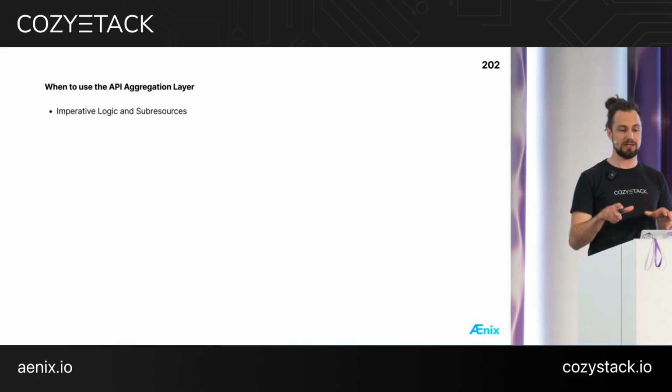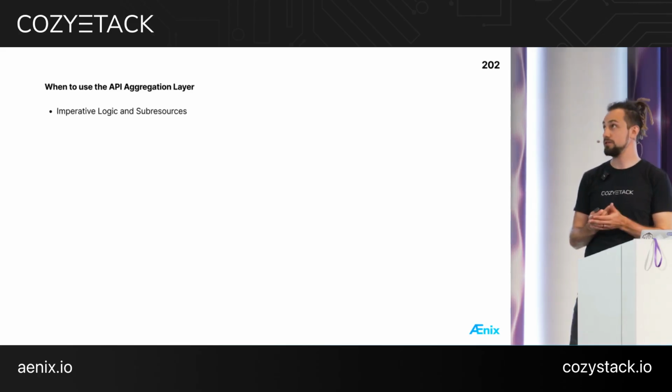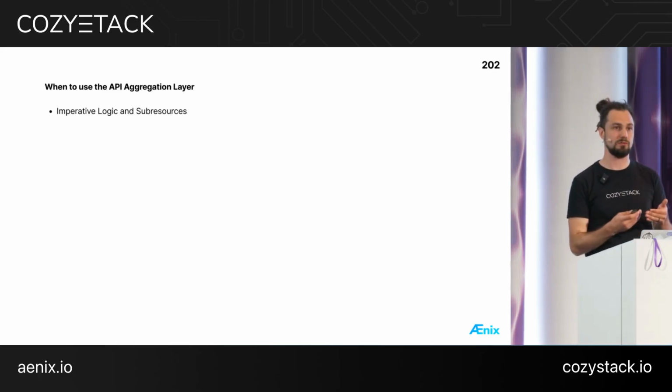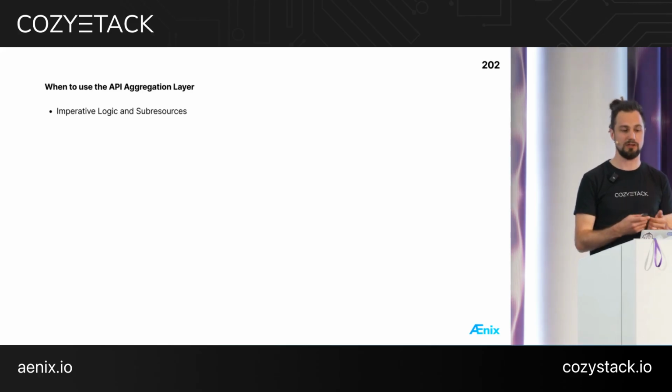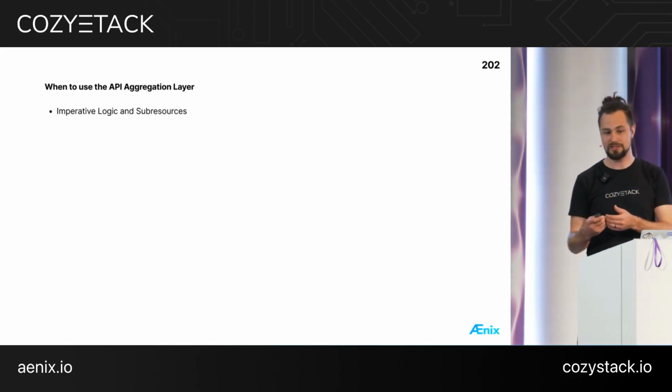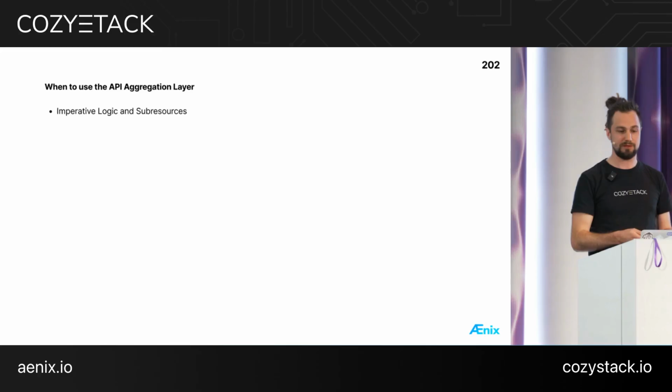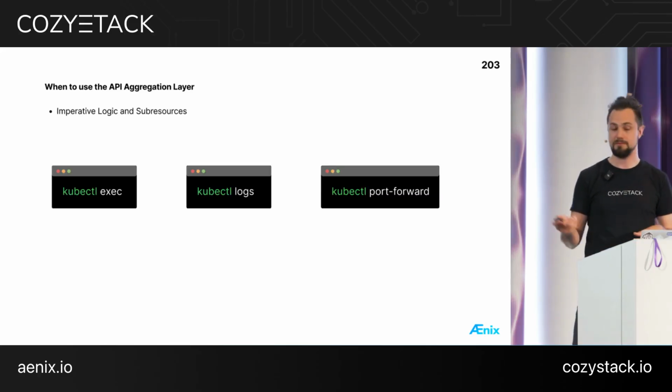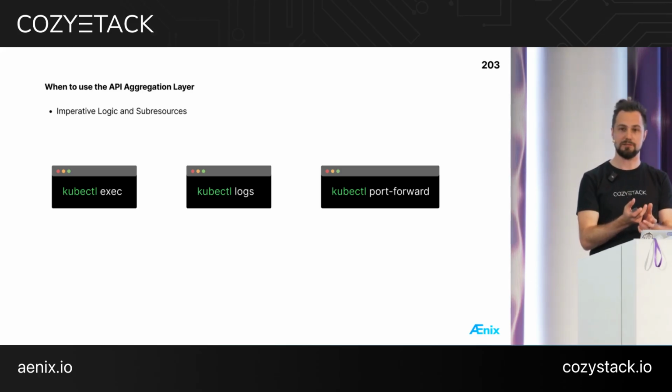When can you use the aggregation API layer? There are a few options. For example, Kubernetes can handle not only declarative resources but also imperative ones. For example, such commands, if you were using them, they're also using imperative logic. So you can exec into a pod, you can see the logs, you can use port-forward. But they're still handled by declarative objects if you define them as custom resources.